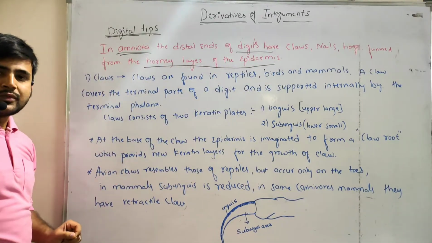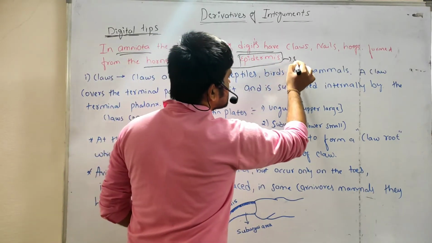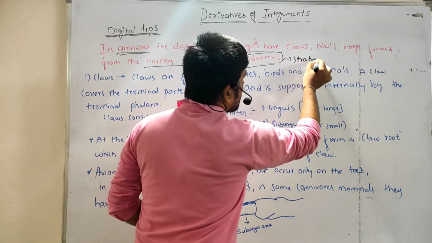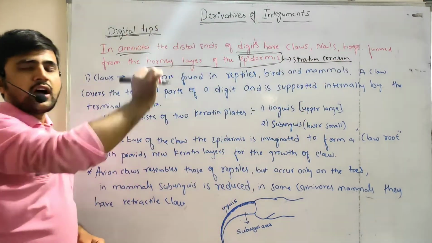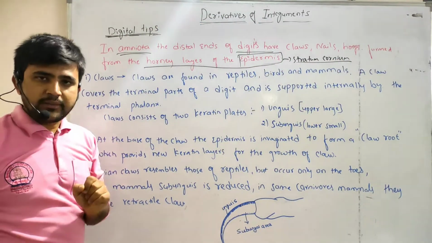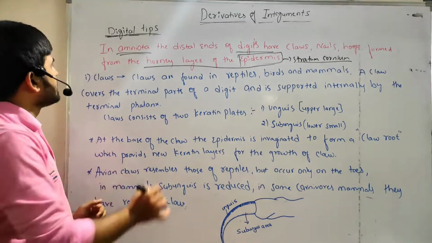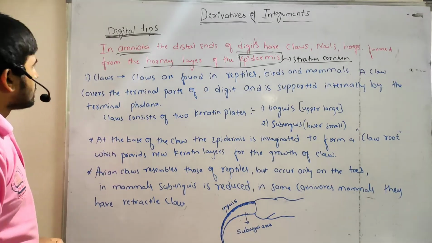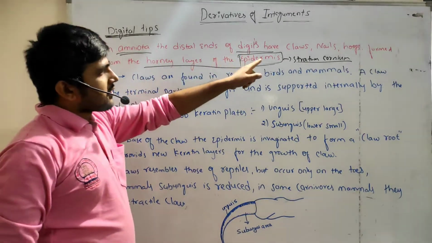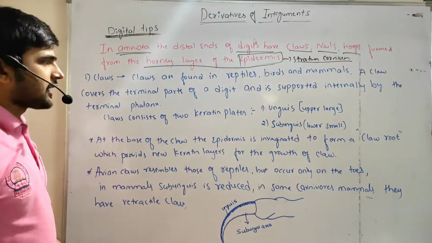We already know which layer is the horny layer of the epidermis. That is nothing but the stratum corneum. From the stratum corneum, these digital tips originate. We have claws, nails and hooves, and we will see one by one how they are arranged.